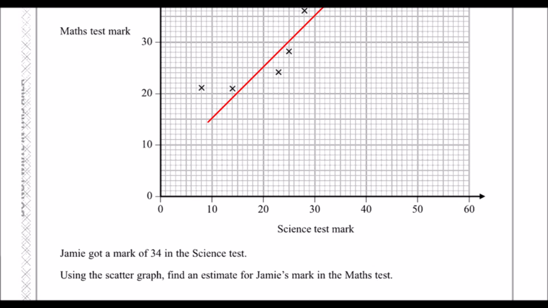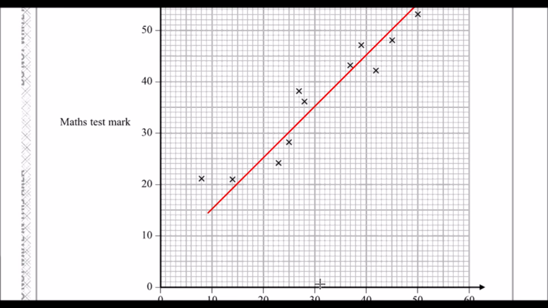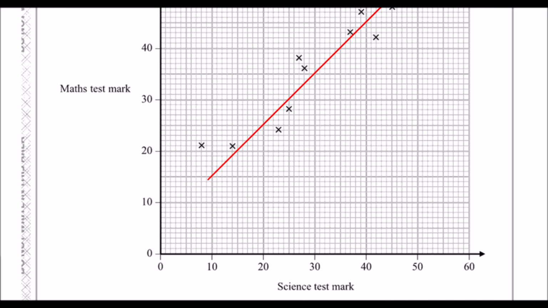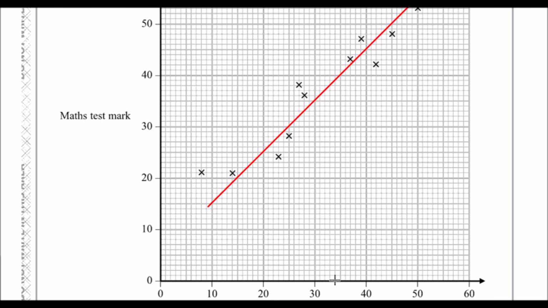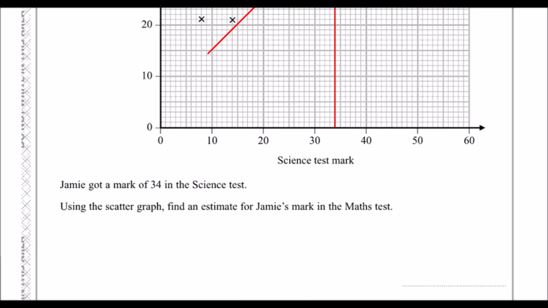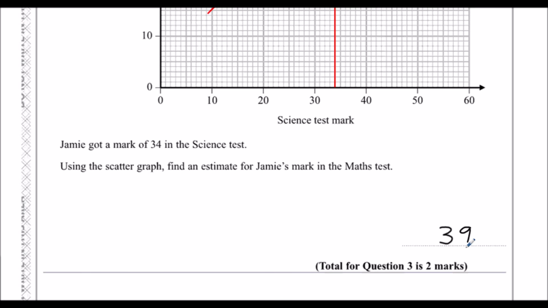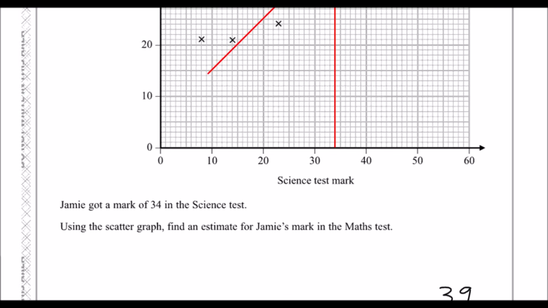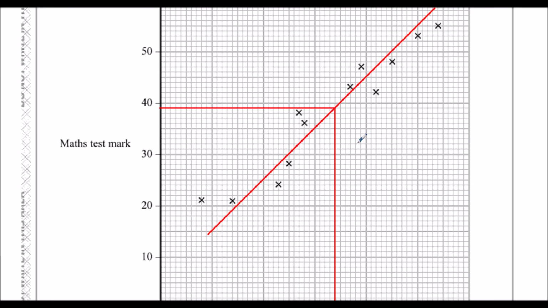Jamie got 34 in science. So we go to science, which is the x-axis, and 34, up to the line, and then along, and we read off our answer. There'll be a range of acceptable answers. So I'm getting 39. So I'm going to put 39 as my answer. But somewhere near 39 will be an acceptable answer. So you're using your line of best fit. And as long as your line of best fit fits the points, you should be okay.